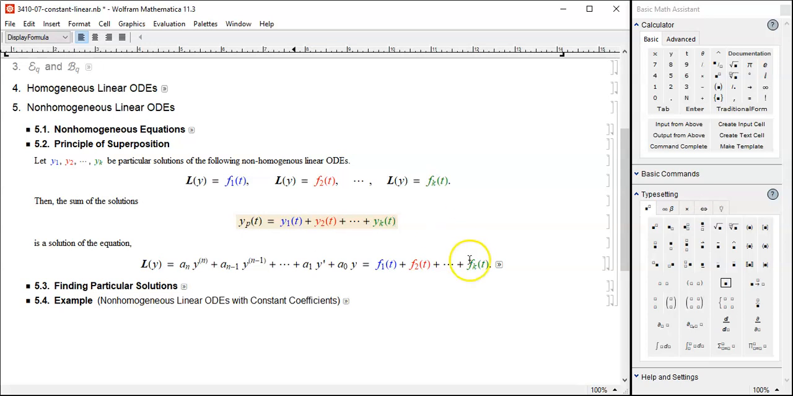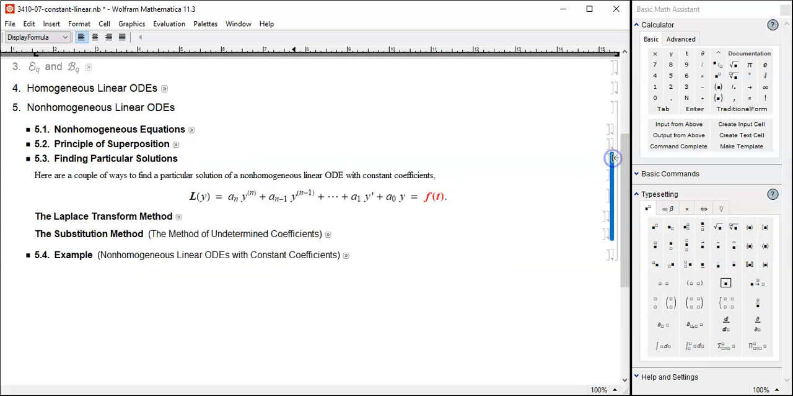Now, the question is, solving one complicated problem versus solving several relatively simpler problems, which is better? With computer aid, often this is easier than solving 7 different problems. So why would anybody bother? So I'm not going to emphasize the principle of superposition that much. Let's just move on to finding the particular solutions.